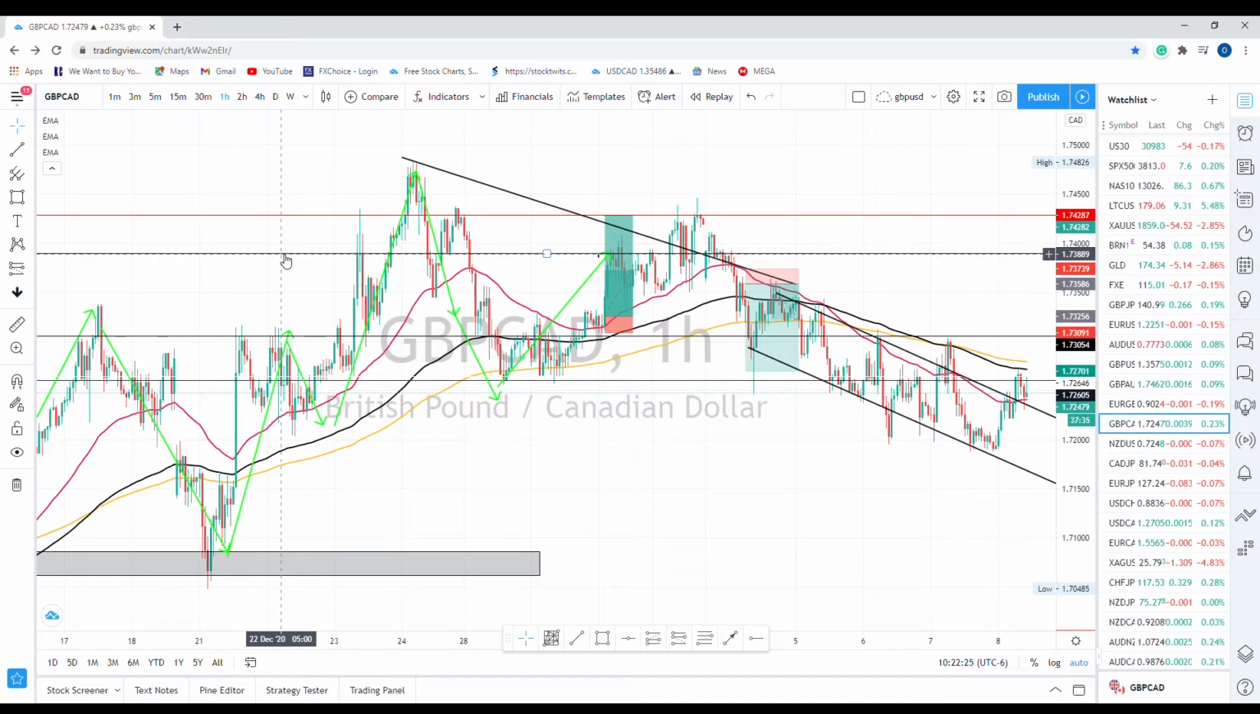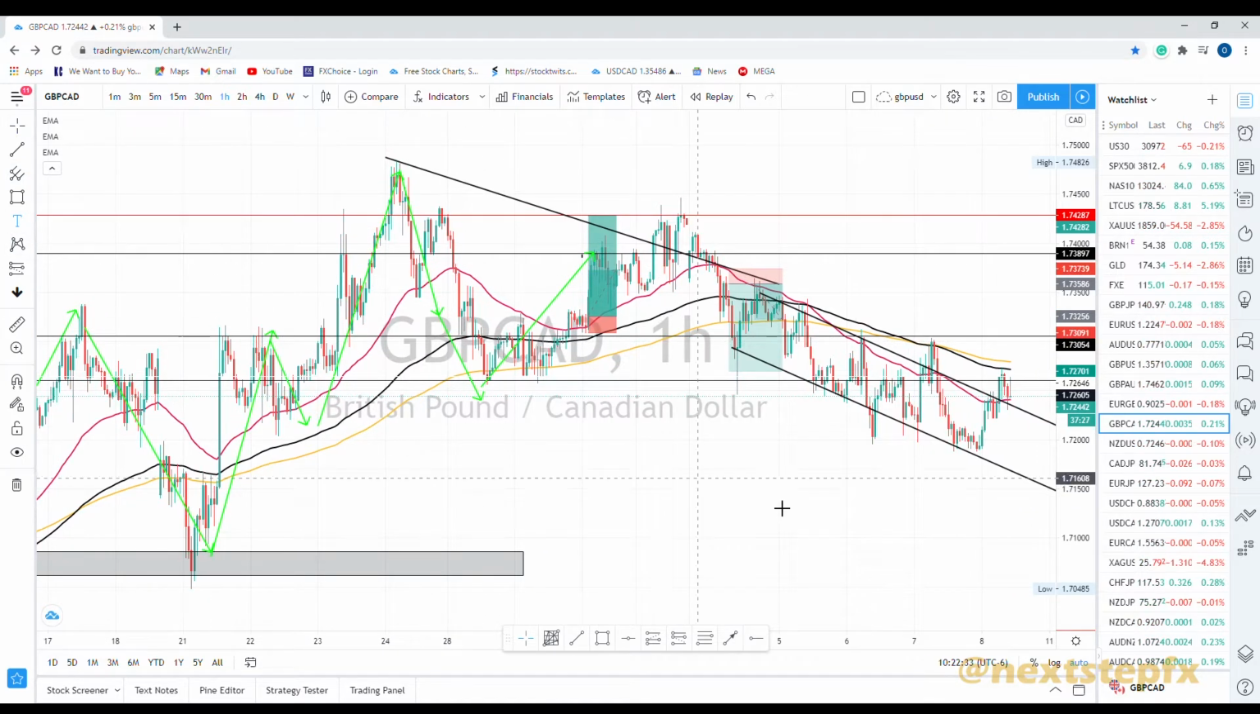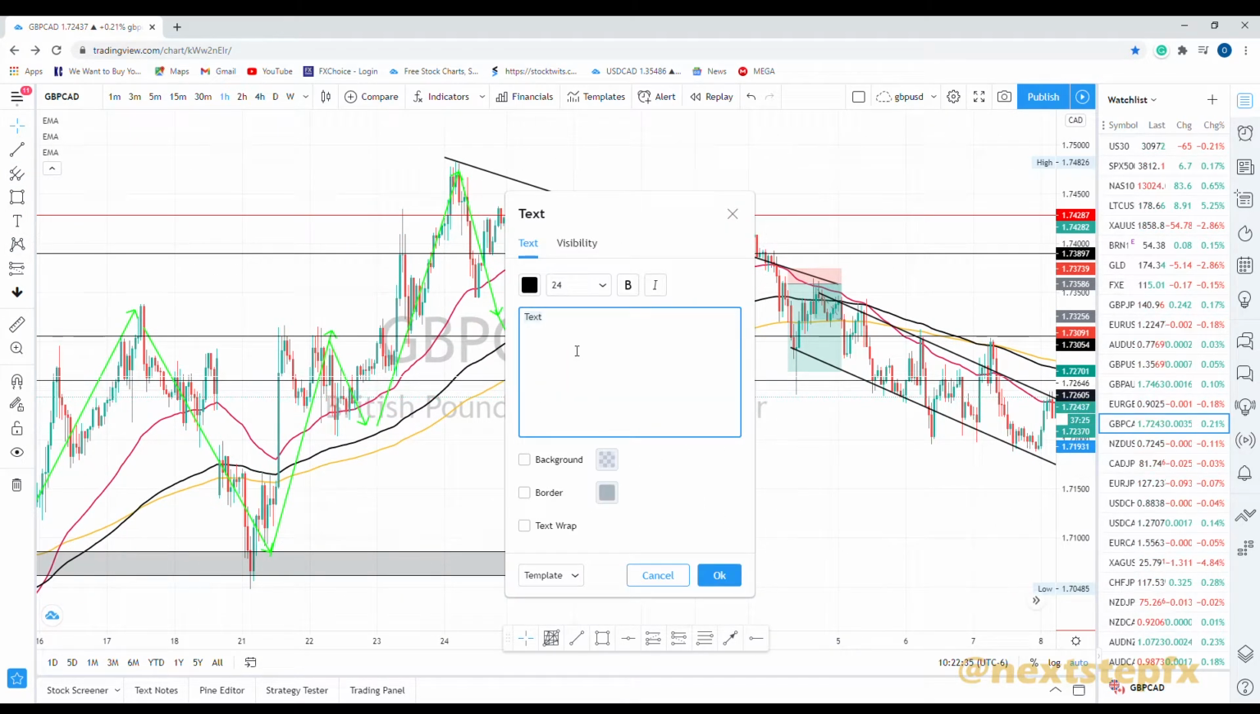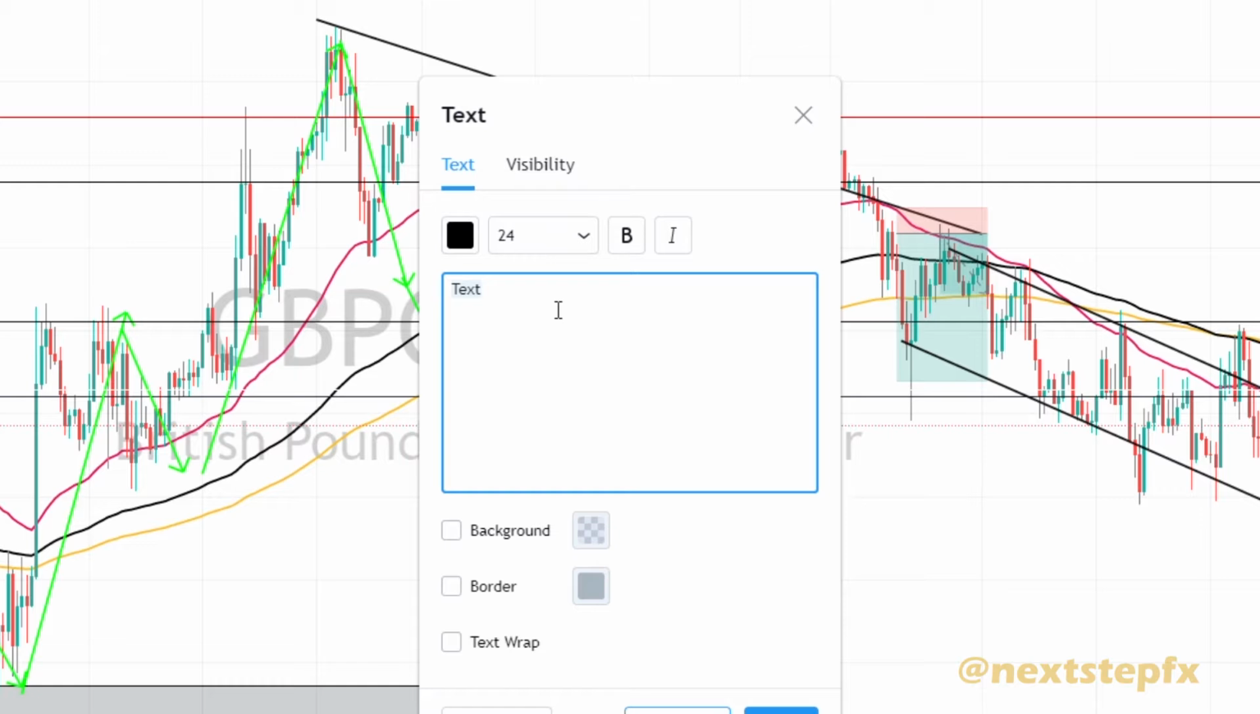So today I want to give you guys a quick strategy with EMAs. Let me go ahead and get a text box here. So we're going to get the 50 EMA, the 130 EMA, and the 200 EMA.